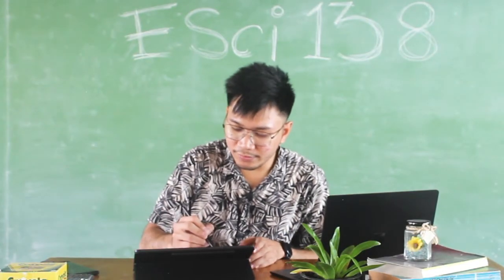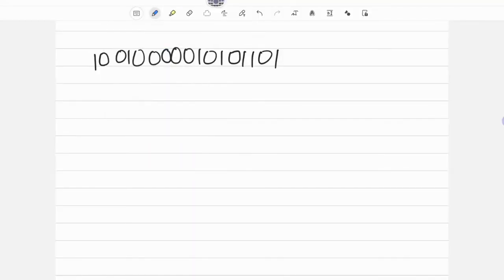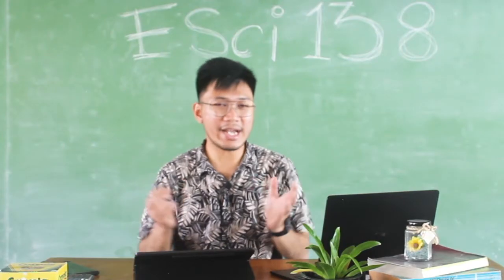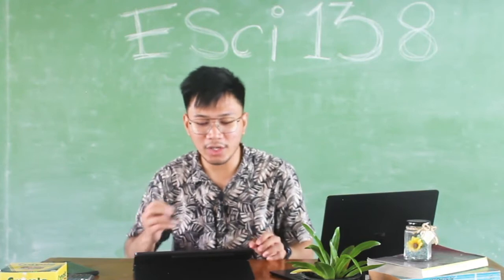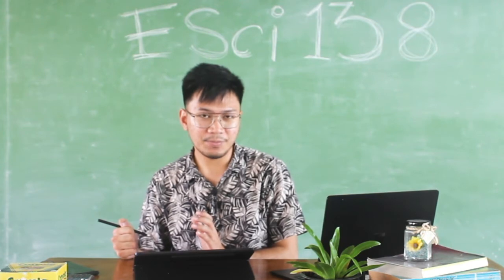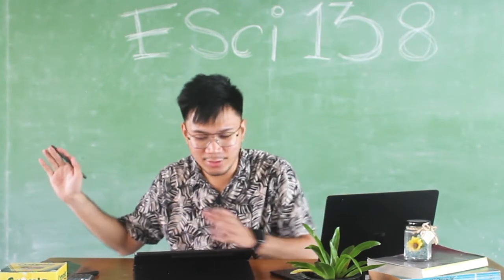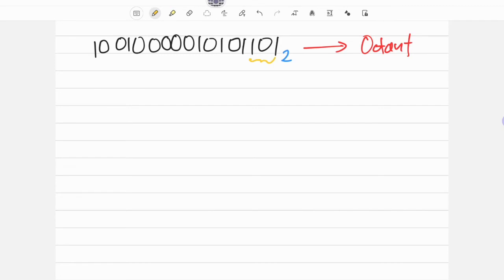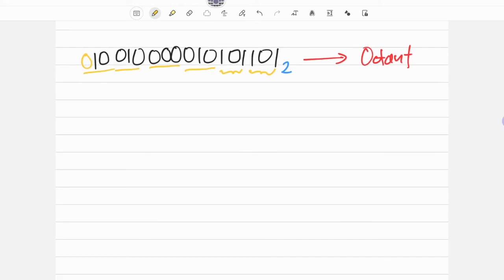So I want to convert this binary into octal. So how can I convert this binary into octal? All you have to do is to group them by 3. Okay? And you will start from the right. So group them by 3. This is 1, 2, 3, 4, 5. And since kani kay single man siya, so ato na nabutang 6. So mao na ang grouping.